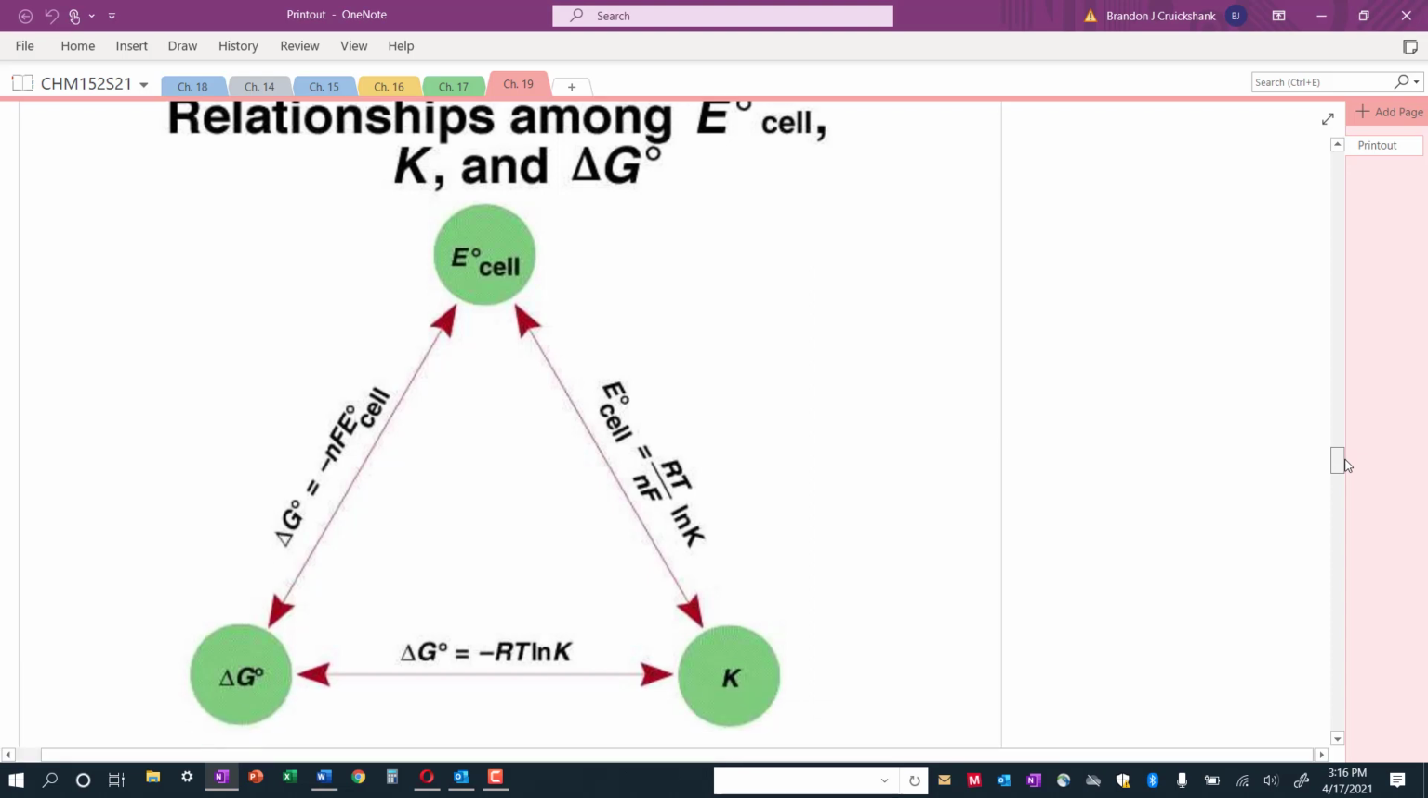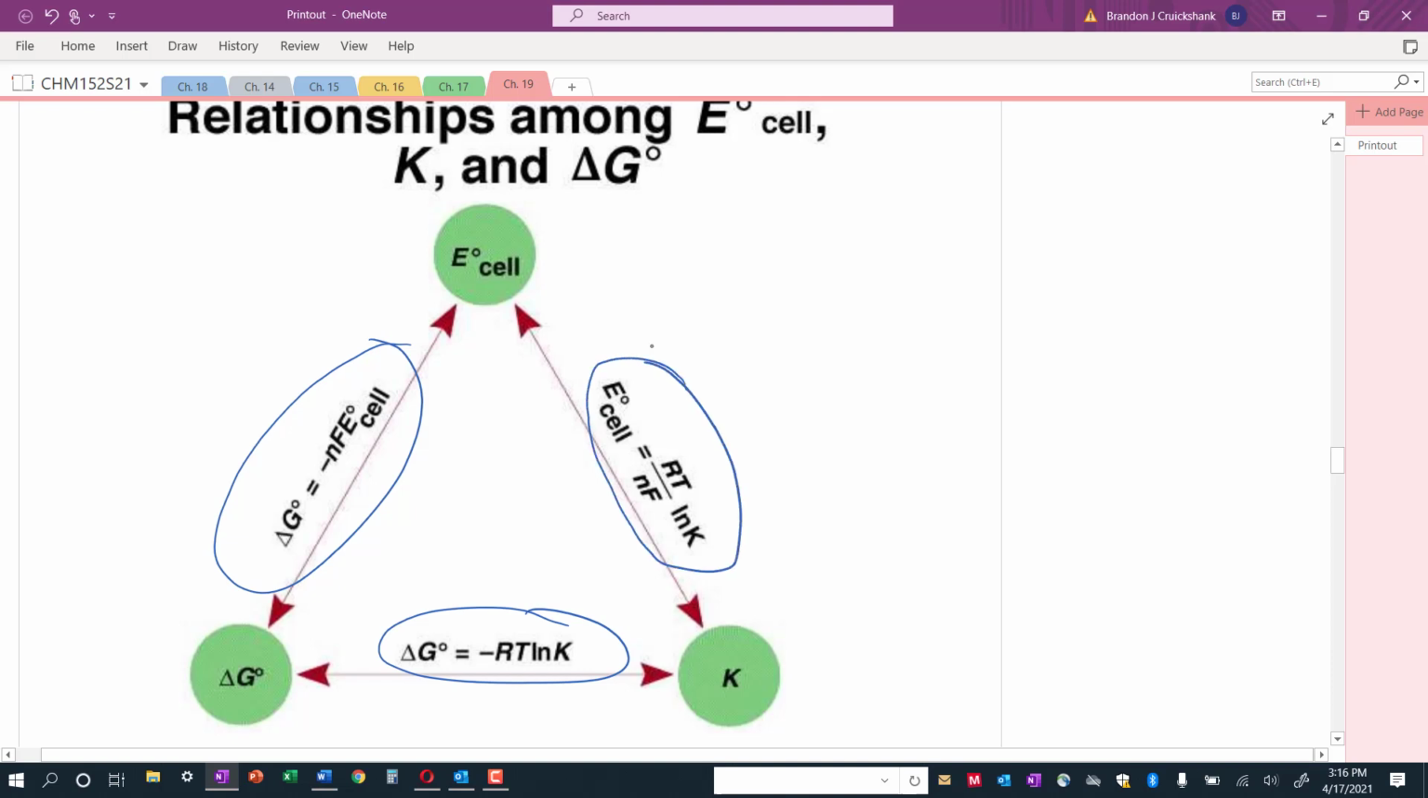And here are all the equations that we looked at. Delta G equals minus nFE cell, delta G equals minus RT ln K. We did that last chapter. And then here's our relation between the cell potential and the equilibrium constant.